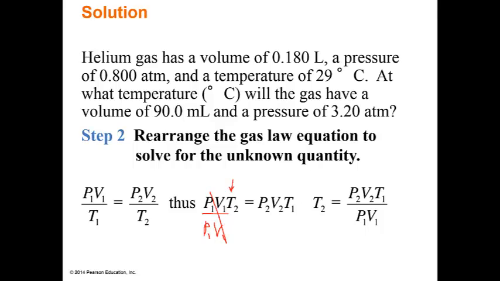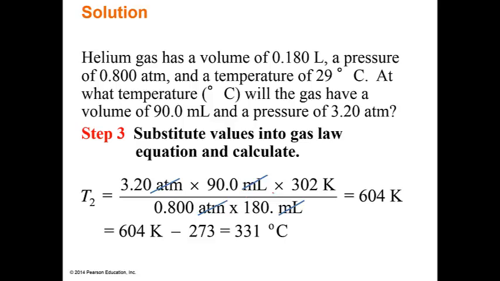That'll cause that to cross out. If we do it on one side, we have to do it on the other, but rather than my poor penmanship, there we go. So T2 equals P2, V2, T1 over P1, V1. All right, simple enough. So now, plug and chug.